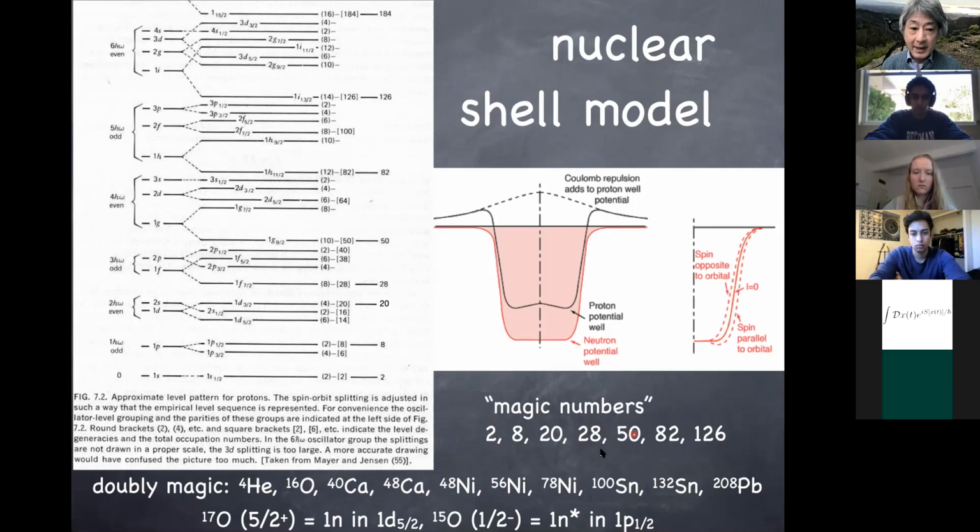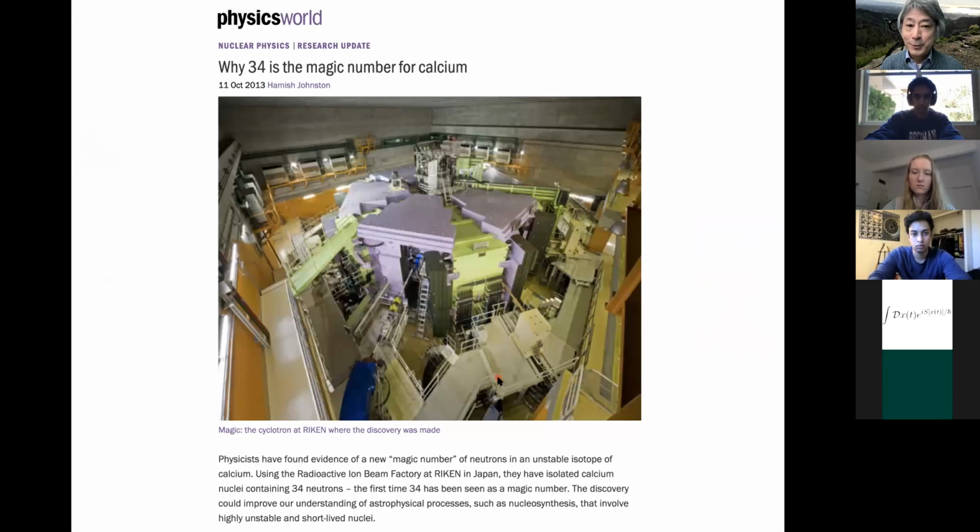Okay, so this was known already from the 60s, I mentioned. I was very surprised that this decade there was a new discovery of a new magic number. This is an experiment at the Radioactive Isotope Beam Facility in RIKEN, Japan. This is a particle accelerator where you can accelerate radioactive ions. They're, of course, radioactive, hence they decay, so they have limited lifetime. You have to accelerate them quickly so that you can circulate them in the machine. And they claim to have discovered the new magic number 34.